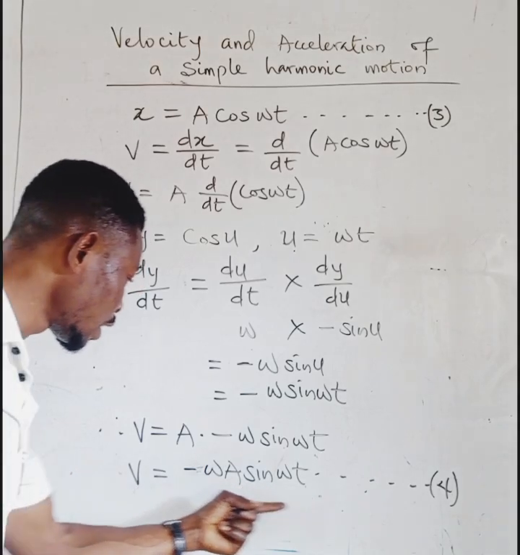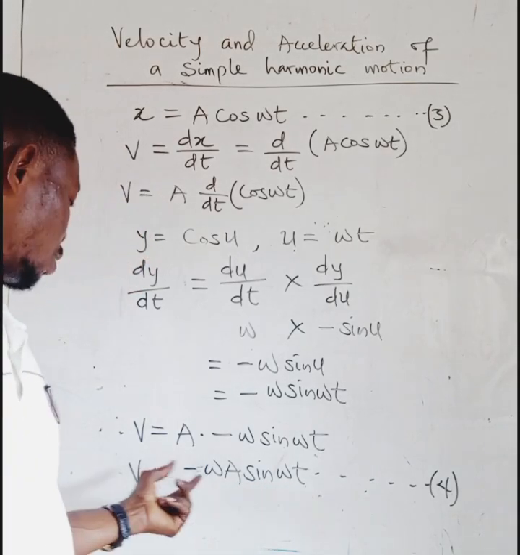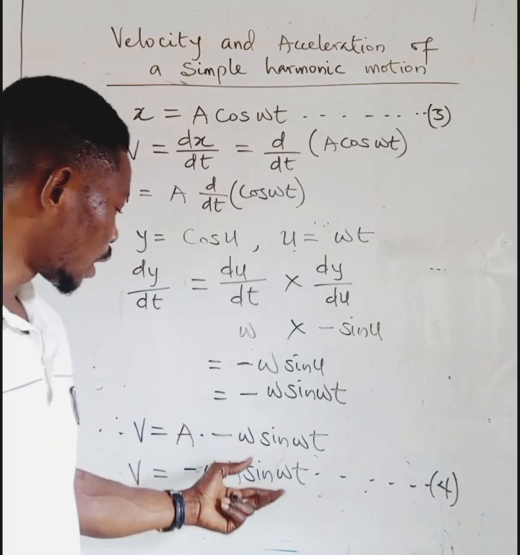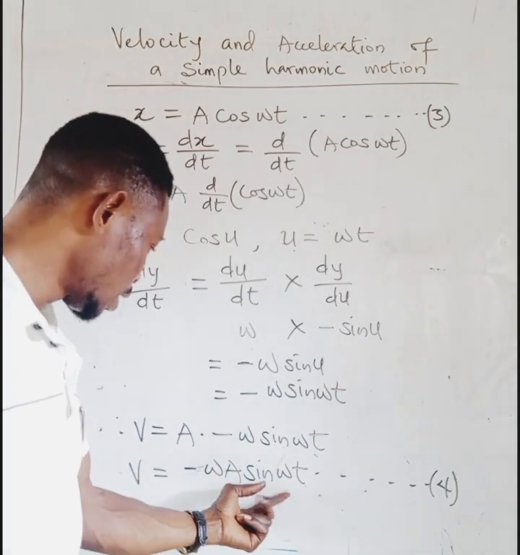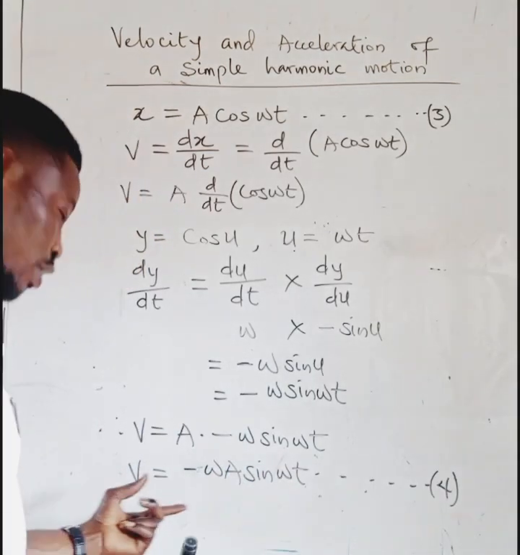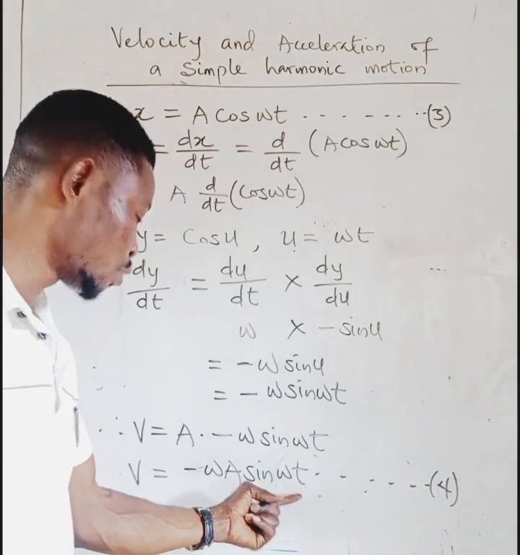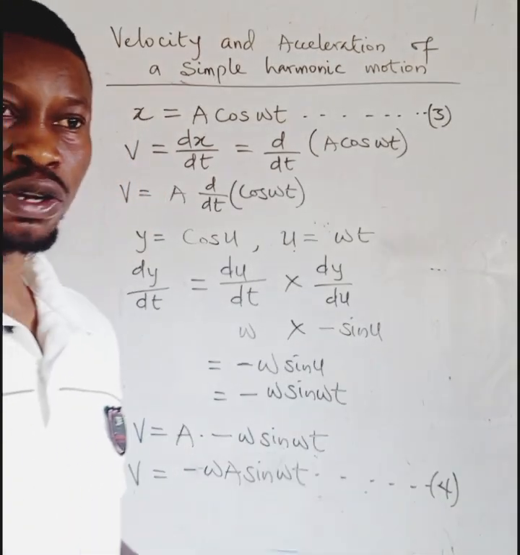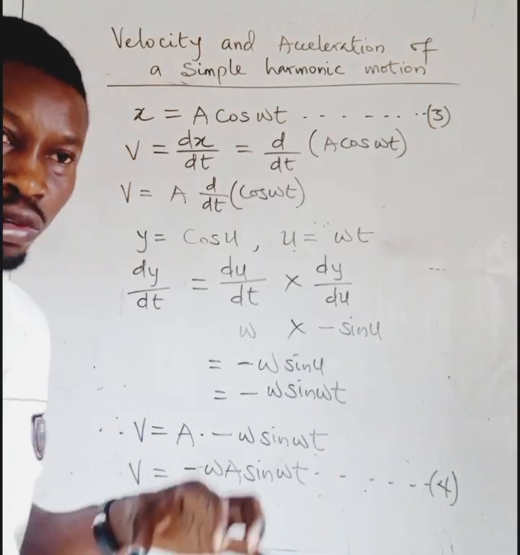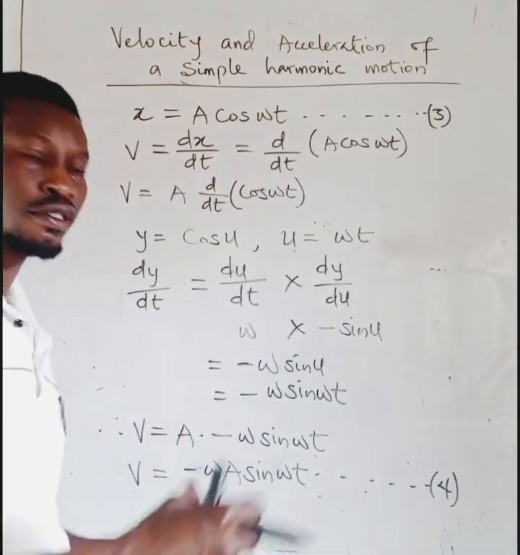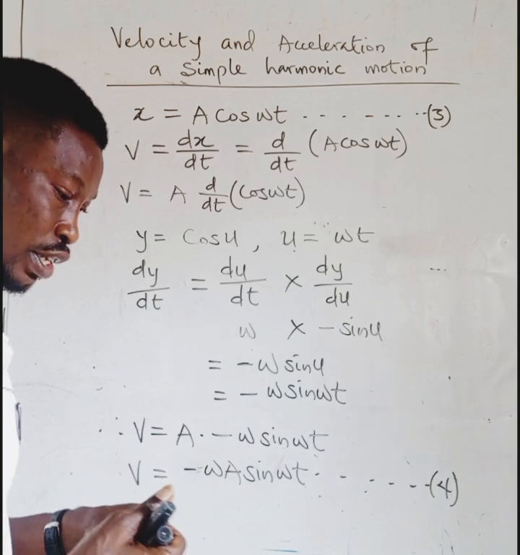So this equation does not depend on displacement, but instead it helps us to obtain velocity from the angular displacement, which is omega t. As we continue, we are going to find the equation with which we can calculate velocity from displacement directly.